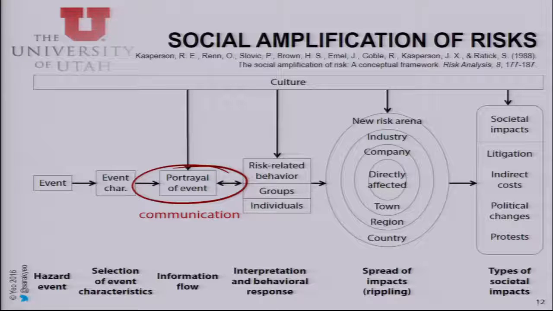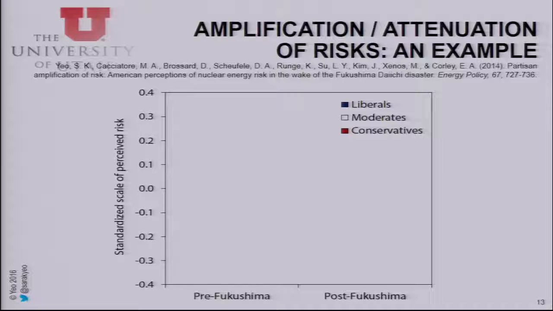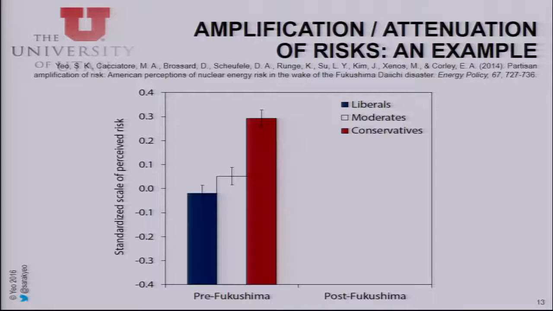And so I'll just give you an example of the ways in which media can amplify or attenuate risks. These are some results from a study we did recently about risks of nuclear power pre and post Fukushima. What you're seeing here is perceived risk on the y-axis for various groups in the US, not in Japan. Before the accident, we actually see that conservatives had the highest risk perception about nuclear energy, right? And there are probably political reasons for this. The Obama administration, for example, was pushing nuclear energy quite strongly.